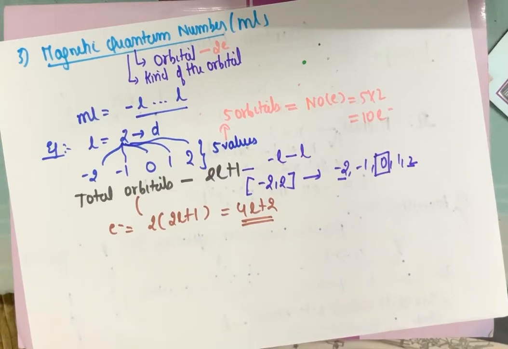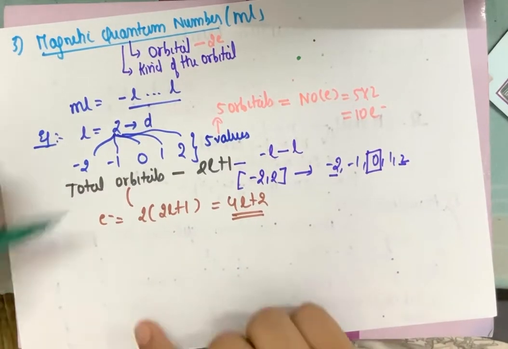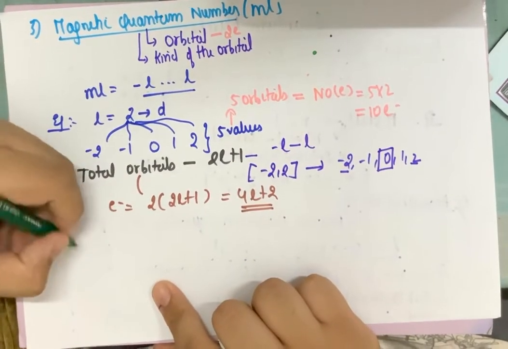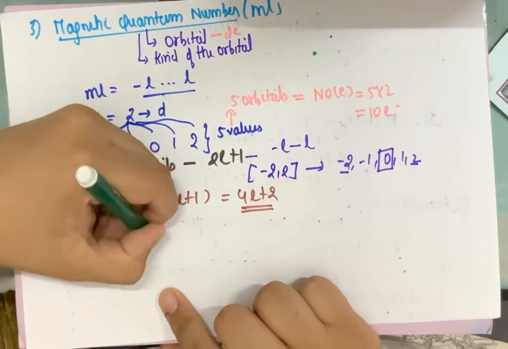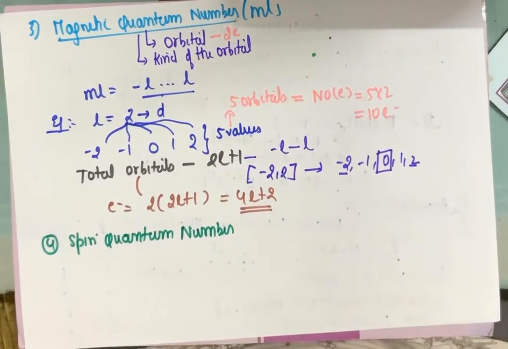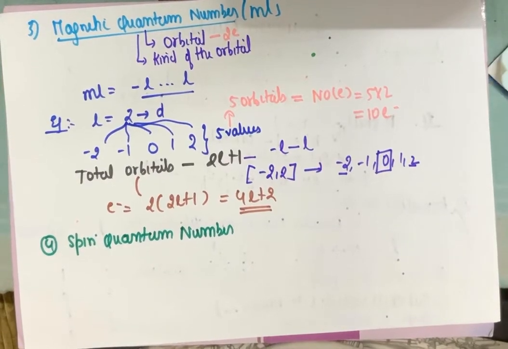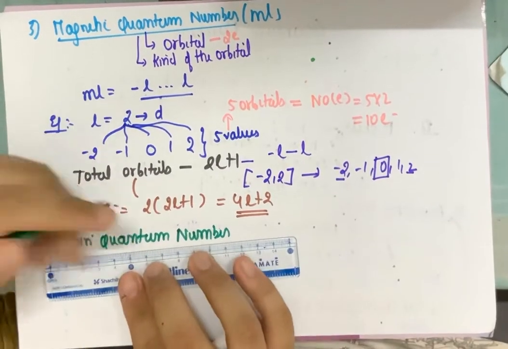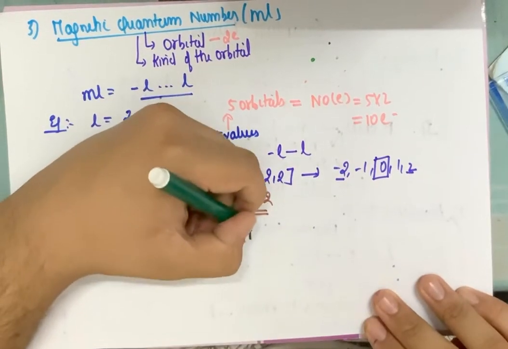So let us move to the last quantum number now, which is the spin quantum number. The fourth one is the spin quantum number. Now the good news is that here there is no such formula. It is directly to remember. First of all, let's understand what it is. Spin quantum number is denoted by ms.